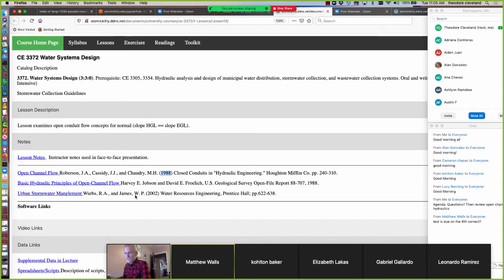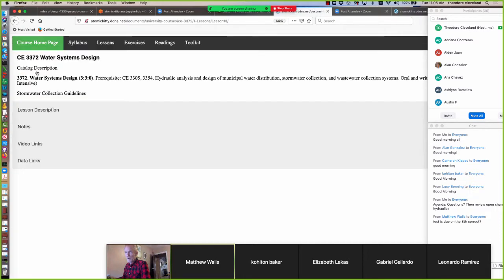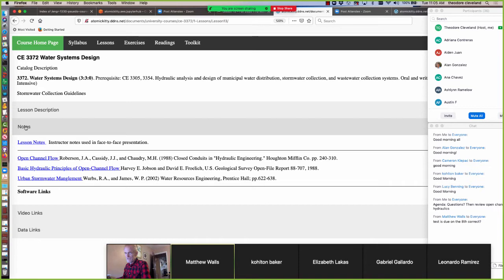There are data links in the spreadsheets and scripts. There are some spreadsheets that implement some things, and when we get to that in the lesson, we will leave the browser and go take a look at those.